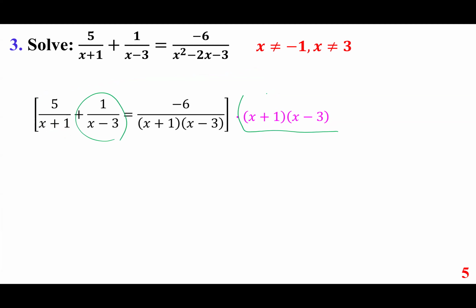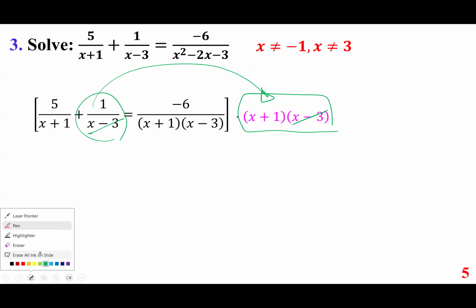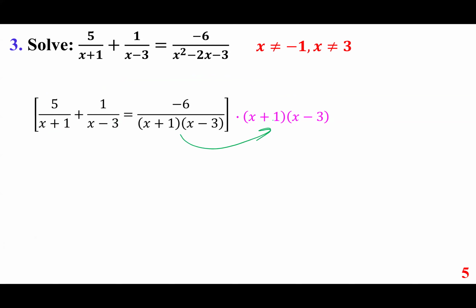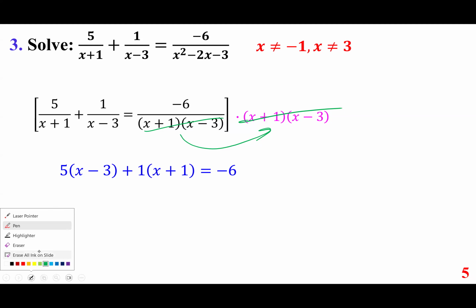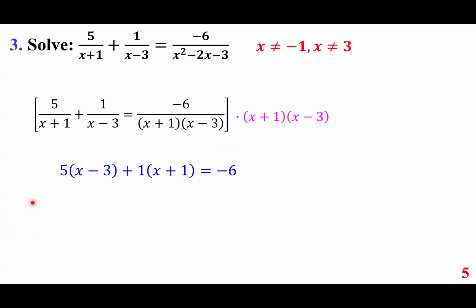If you multiply these two, x minus 3 cancels out, leaving plus 1 times x plus 1. And if you multiply these two, obviously everything drops and you get negative 6 on the right. I hope everybody can easily handle that. So having said that, we have 5x minus 15 plus x plus 1 equals negative 6.